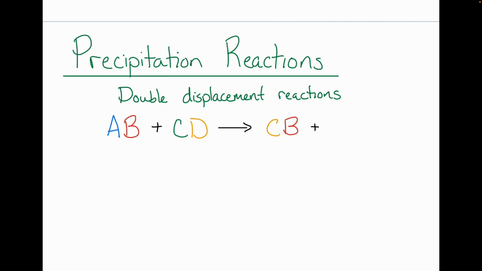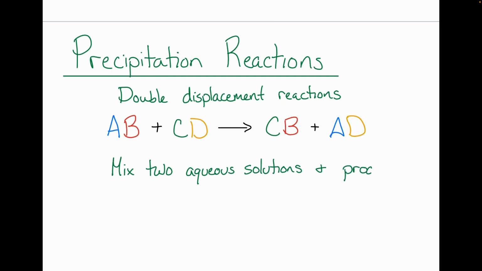I messed up my coloring. C was green, is paired with B, and A is paired with D. Right? So these are our double displacement reactions. These precipitation reactions are going to follow this same pattern here. All right? So a precipitation reaction is what happens when you mix 2 aqueous solutions and produce an insoluble solid product.